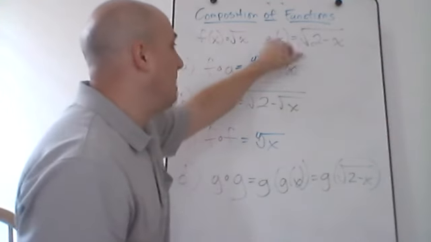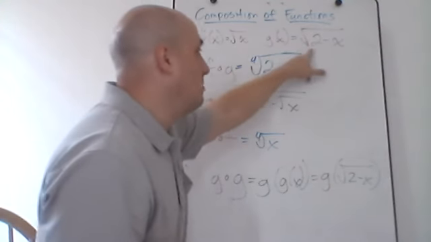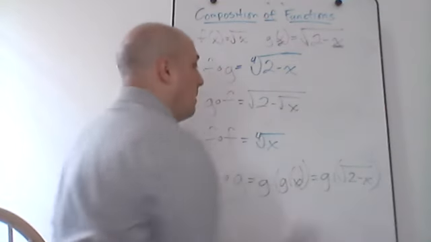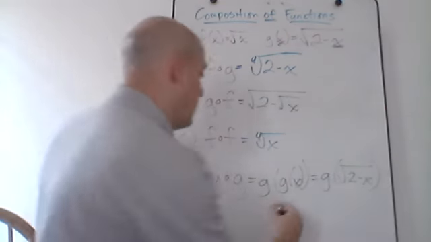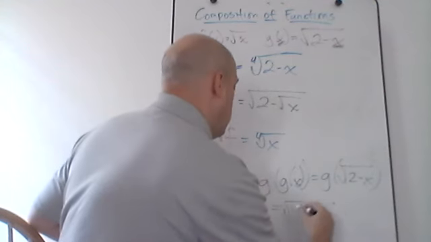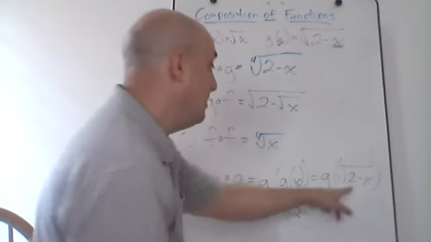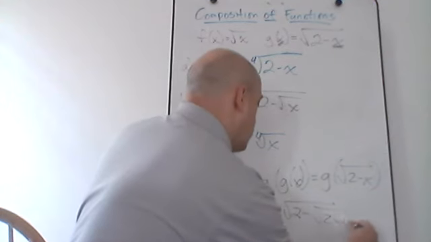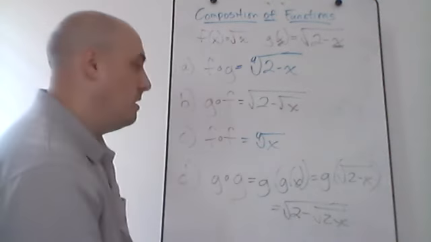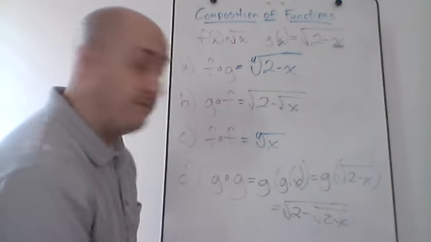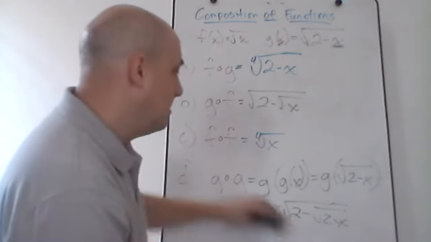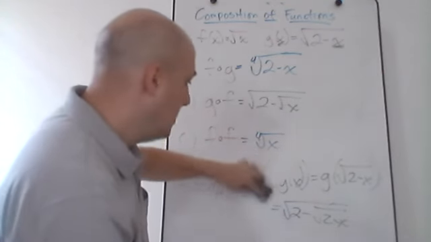So the g function says whatever I have in parentheses, I do the square root of 2 minus that thing. Whatever's in here, I put right there. Well, what's in here now is this other square root thing. So this is going to give me the square root of 2 minus, and then I put this in place of the x here. I'm putting in this whole square root, the square root of 2 minus x. And that's my g of g function. So g of g equals the square root of 2 minus the square root of 2 minus x, all of that underneath that one single square root.